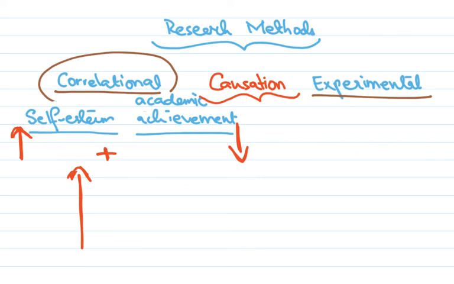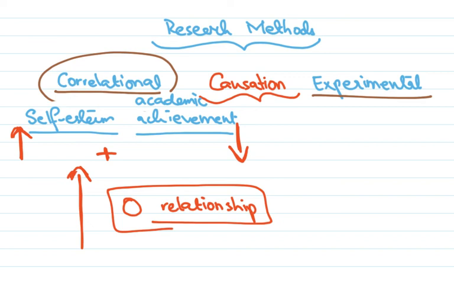If we saw that when self-esteem increased there was no change in academic achievement, or when academic achievement increased there was no change in self-esteem, what we see is a zero relationship, in the sense that these variables do not share any relationship with one another. However, when we talk about a negative relationship, where one is increasing and the other is decreasing, that is still a relationship. Does that make sense? Because as one increases, the other decreases.